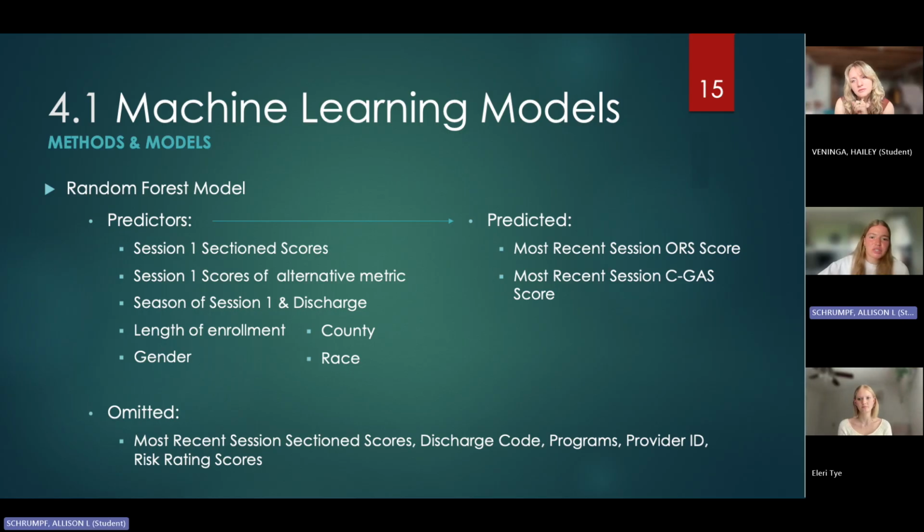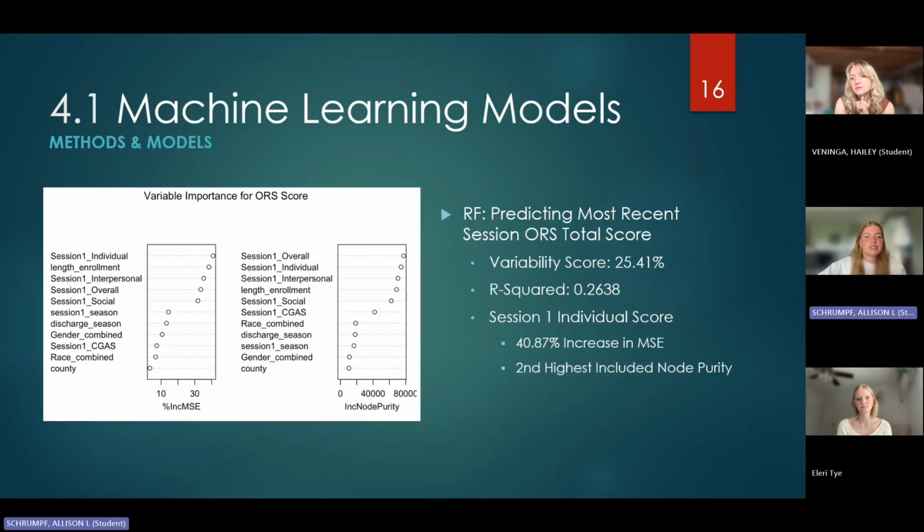So looking at our results here, this is for predicting the most recent session ORS total score. So this model overall had a variability score of 25.41% and a R-squared value of 0.2638, which isn't great, showing that these predictors aren't super great predictors for the overall score. And we can see that the session 1 individual score has a 40.87 increase in the mean squared error, meaning that when this variable is removed, the error of the model is increased by 40%, which is significant.